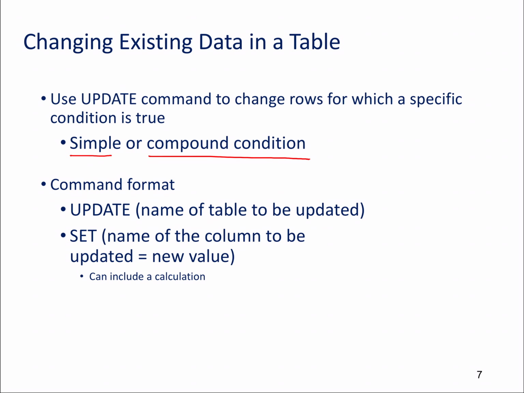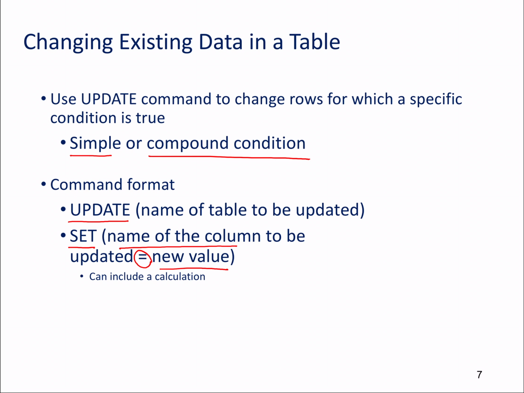The command format for update is the following. First of all, you type update, and then you type the name of the table. After that, you type set. Set will tell the database that for a name of the column, there is an equal sign, and there is a new value. So this will tell the database that for this column, I will set it to this new value.